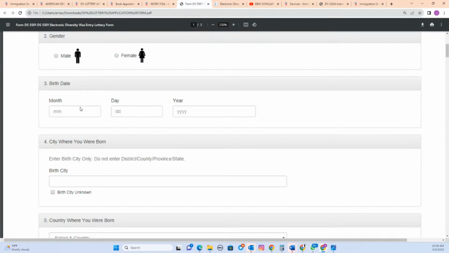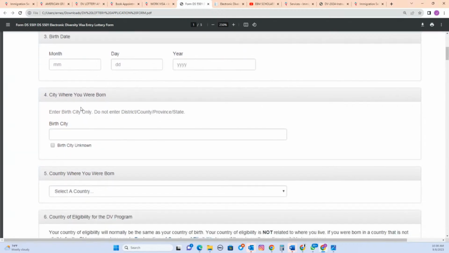If people make a mistake on their birthday, no problem. Don't do another application, because that will be automatic disqualification. We'll help you to fix it once you win.